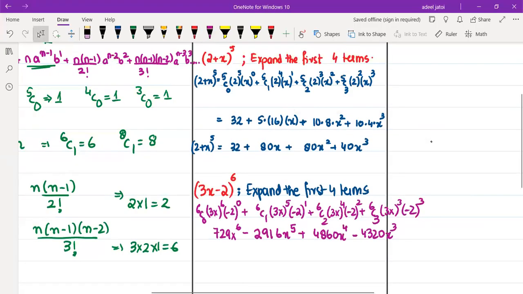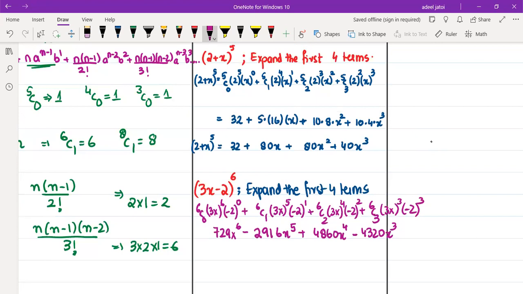So if you look at the first example of (2 plus x) to the power 5, your x was in b. Because of x being in b, you have an ascending power answer. That means 32 has no x, which means this is independent. Then we have x to the power 1, and the coefficient of x to the power 1 is 80. Then we have x square, and the coefficient of x square is 80 again. Then we have x cube, and the coefficient of x cube is 40.